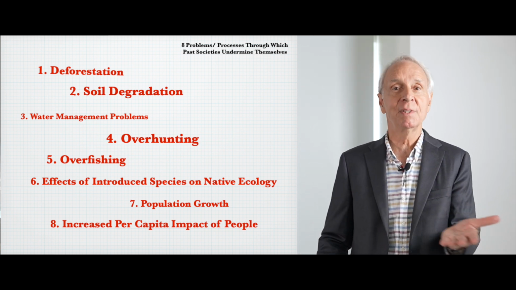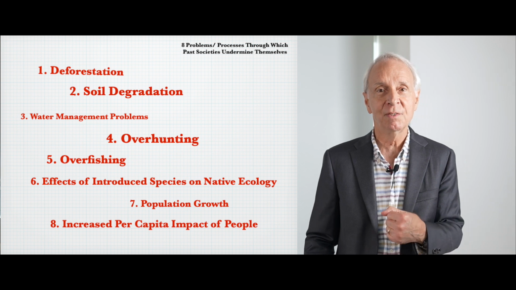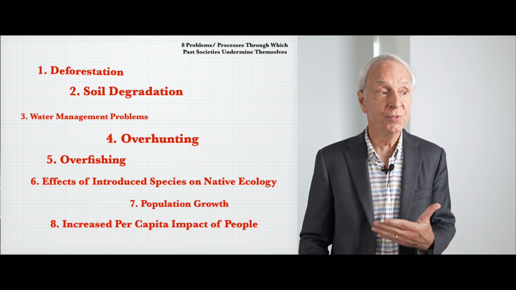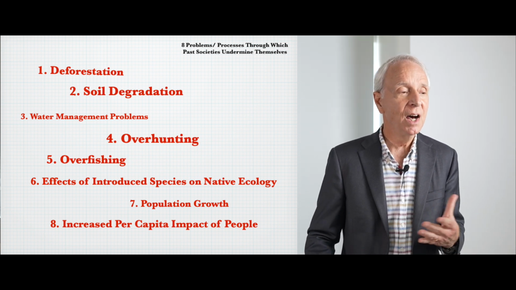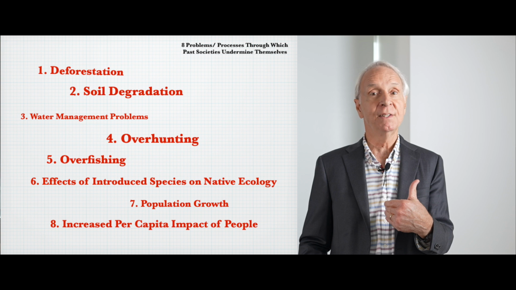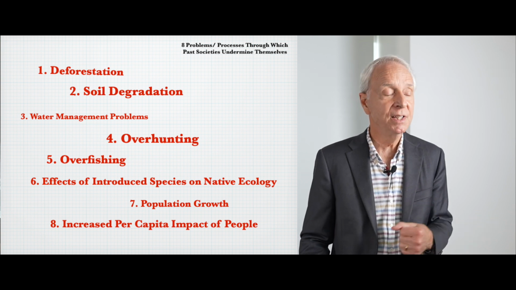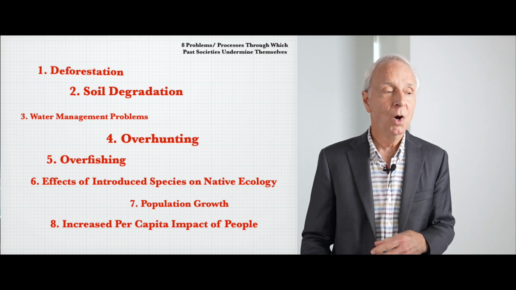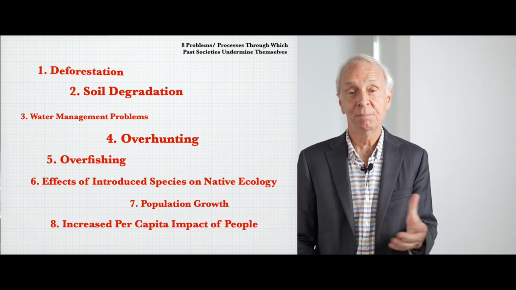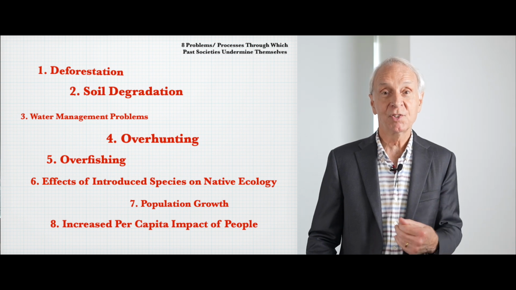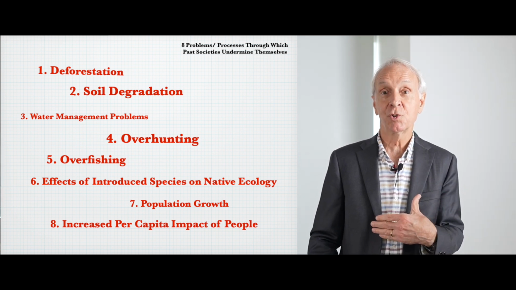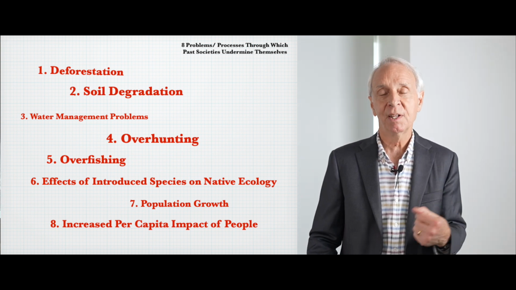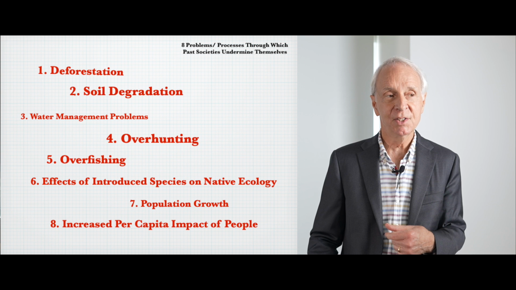Water management problems, they have a limited water supply and they don't manage it well. Overhunting of animal resources they use for food, or overfishing, same thing. Effects of introduced species, sometimes bringing in species that deteriorate the environment. Maybe population growth beyond what the environment can support, or increased per capita impact of people, meaning that you don't necessarily increase the number of people, but you increase the consumer character of all of those people. So these are 8 problems that often cause environmental distress.